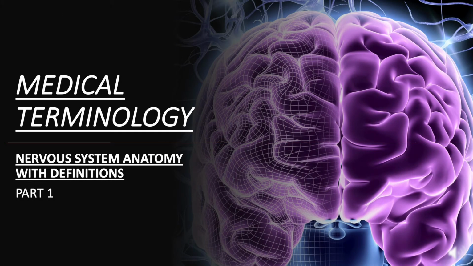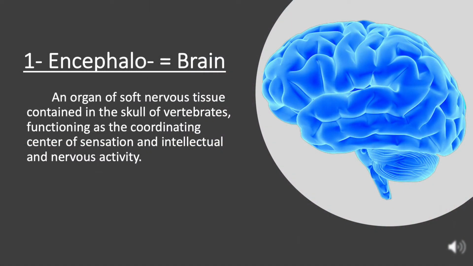This is the first part of medical terminology, explaining nervous system anatomy in detail. First example is encephalo, which means brain. Brain is an organ of soft nervous tissue contained in the skull of vertebrates, functioning as the coordinating center of sensation and intellectual and nervous activity.